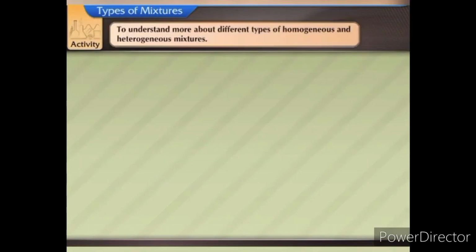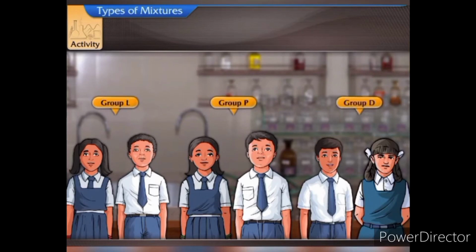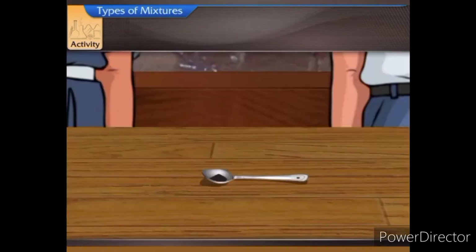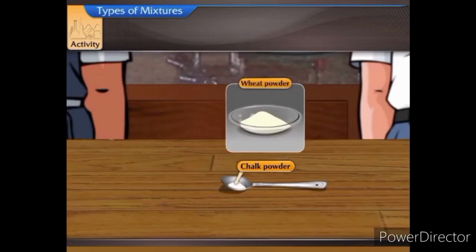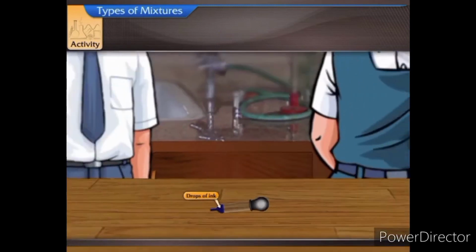Let us perform an activity to understand more about different types of homogeneous and heterogeneous mixtures. Make 3 groups of 2 students each. Name them as Group L, Group P and Group D. Distribute different samples to each group. Give half a teaspoon of potassium permanganate to Group L. Give some chalk powder or some wheat powder to Group P and a few drops of ink to Group D.